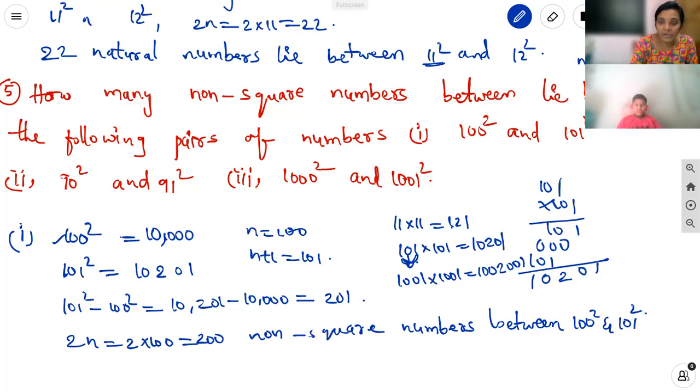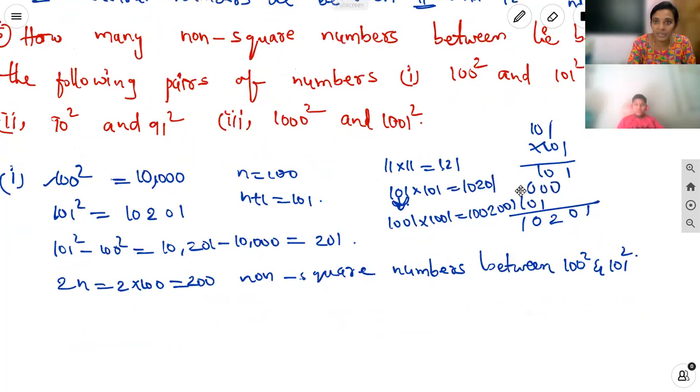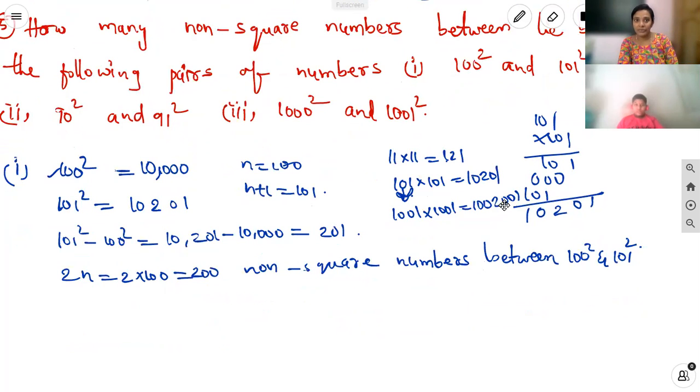Just what is the type of the question? Both are different ways. Earlier they were asking how many natural numbers lie in between the squares of the numbers. Here they are asking how many non-square numbers. Exactly, we are clear that non-square numbers between 100 square and 101 square, we can take n value.